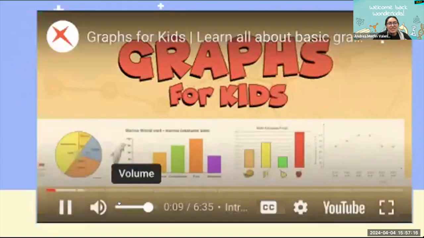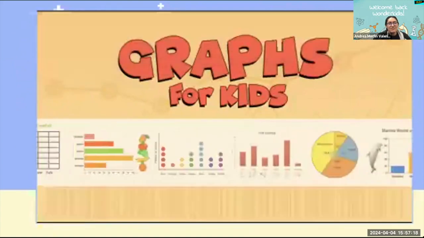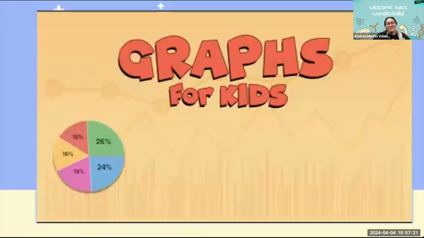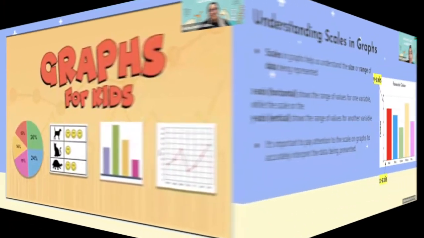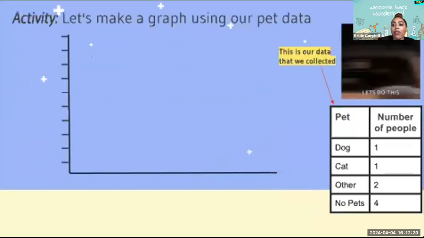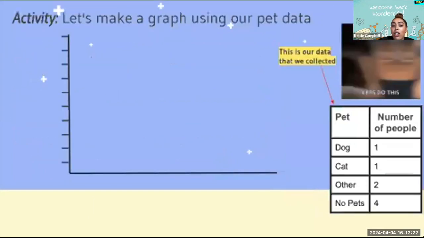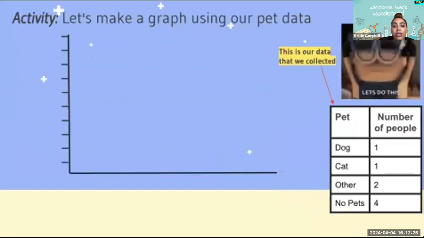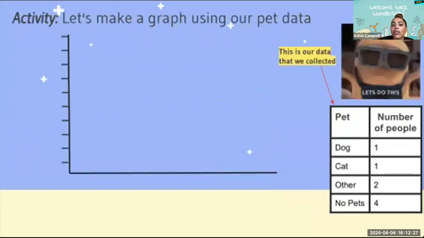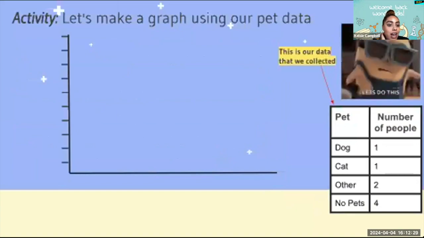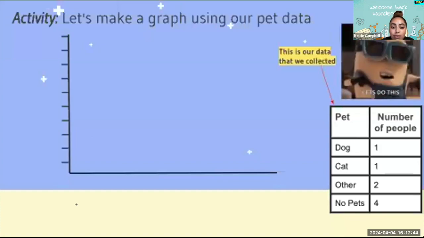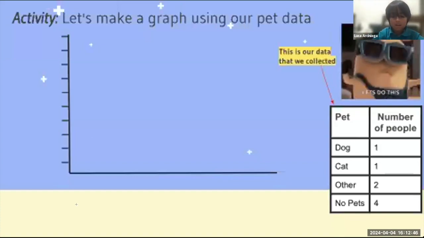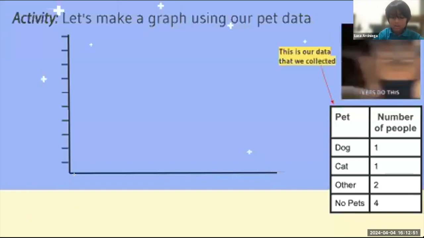Today, we are going to learn all about graphs. Graphs can show percentages, pictures, bars, or lines. We're going to make our own graph. So this is our data here, look, on the right. This is the data that we just collected. Pretty cool, right? So this is our data, and now we're going to make a graph out of it with your guys' help. Where should we start? What should we do first, WonderKids? We should write the names of the pets, like dog, cat, other, no pets.